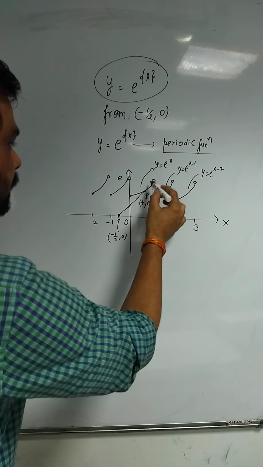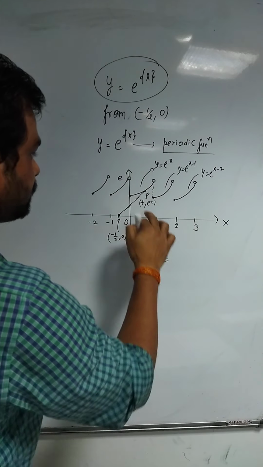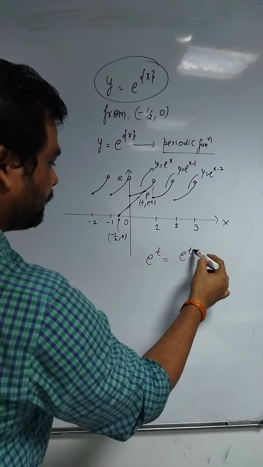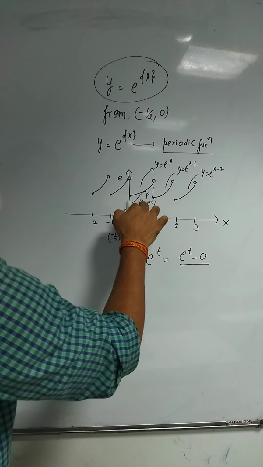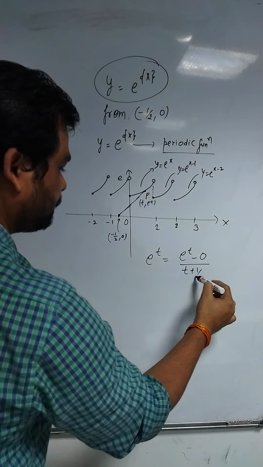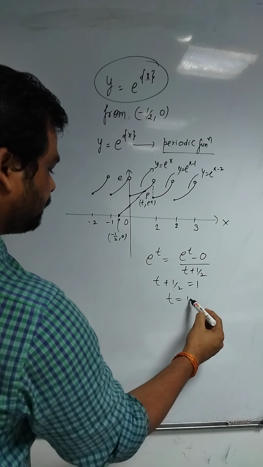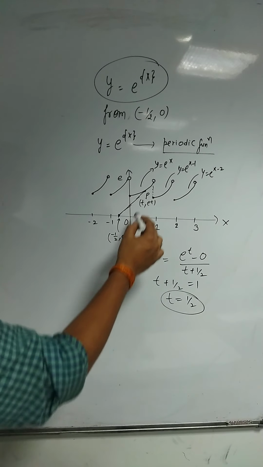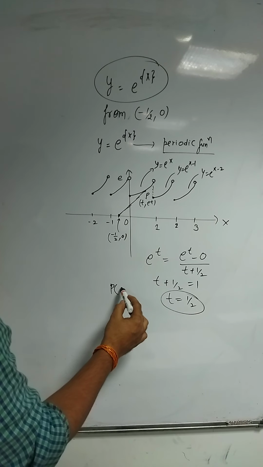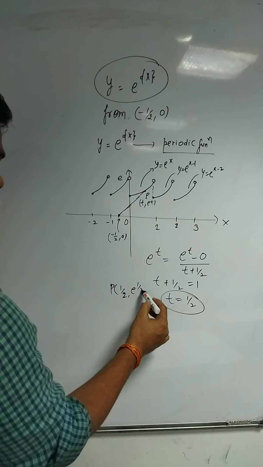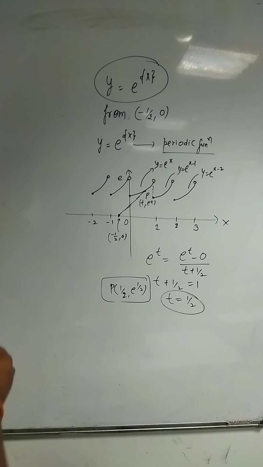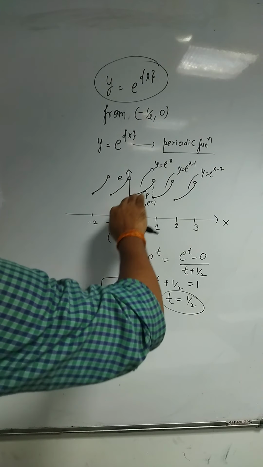So the derivative at point P, e to the power t, will be equal to e to the power t minus 0 upon t plus half. So t plus half is equal to 1, which means t is equal to half. The point of contact will be P, 1 by 2 comma e to the power 1 by 2. So there is a possibility of a tangent. There will be one tangent.